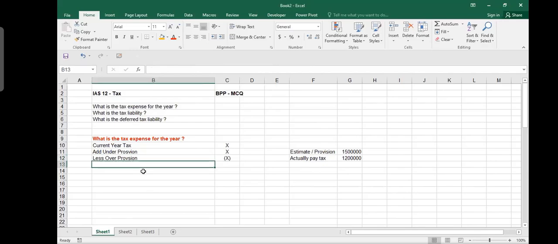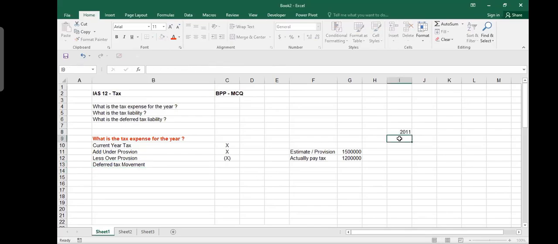And then the last thing which comes in is the deferred tax movement. Deferred tax movement means that you've got your 2011 deferred tax and your 2012 deferred tax. Let's suppose in 2011 your deferred tax liability was 100,000, and now in 2012, the current year, your liability becomes 130,000. Because your liability is increasing, you should be adding this 30,000 here. This difference of 30,000 is called the movement in deferred tax. So your deferred tax liability was 100K, now it is 130K, and the double entry is debit tax expense and credit deferred tax.